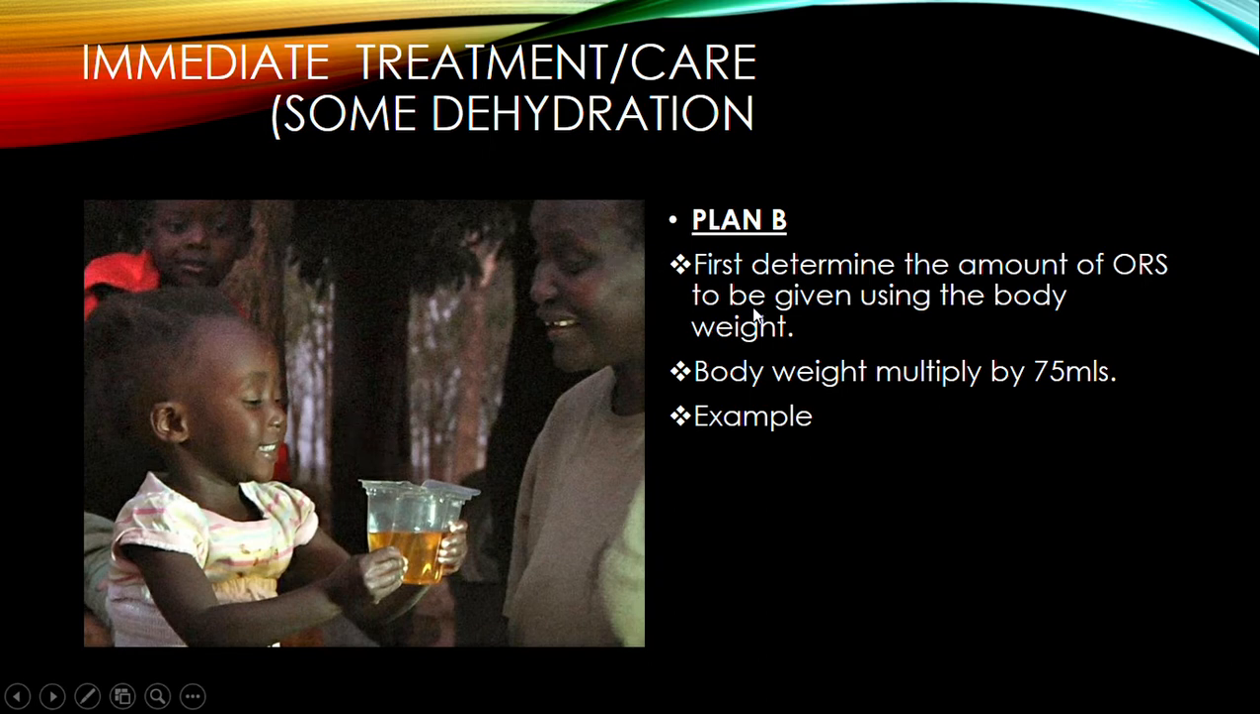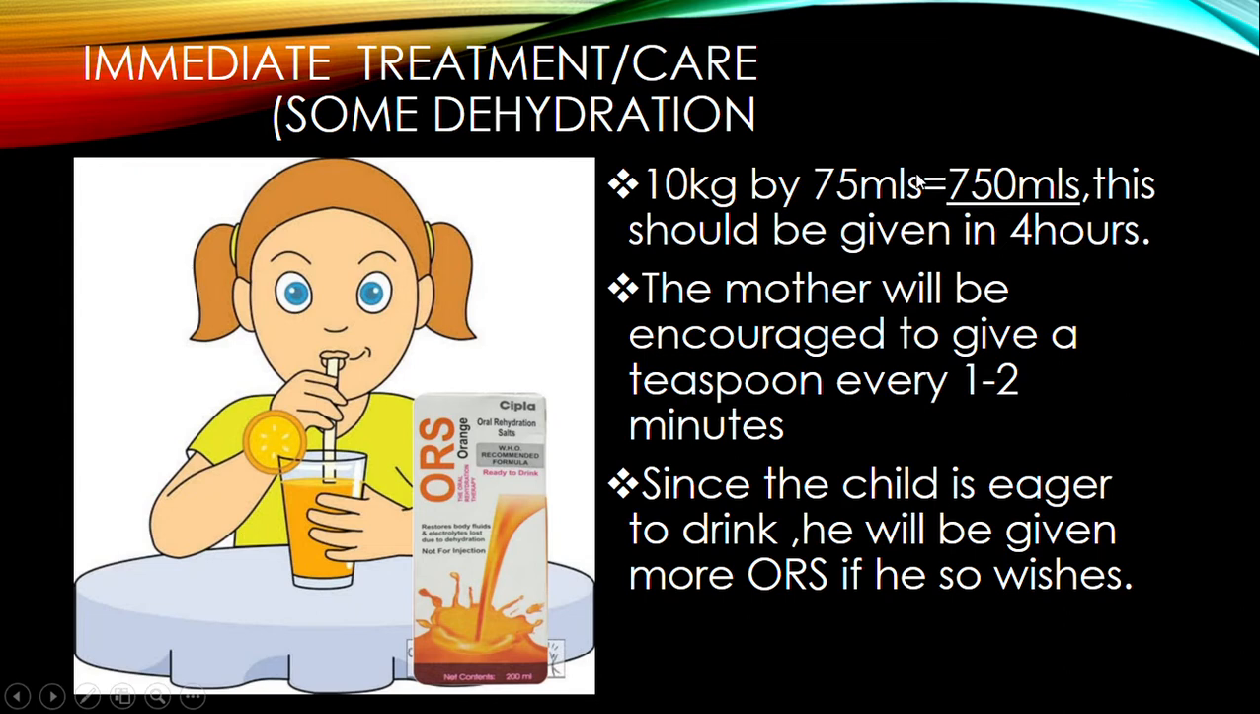So coming back to determining the amount of ORS which has to be given. In order to do that, we have to multiply the body weight of the child by 75 mils. For example, if a child is weighing 10 kg, we have to multiply 10 kg by 75 mils. So we are going to give 750 mils, and this amount of ORS should be given in 4 hours.